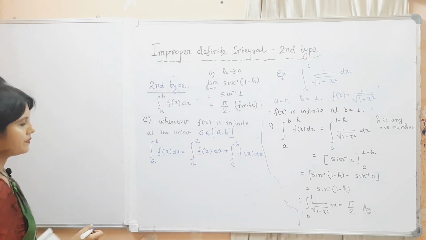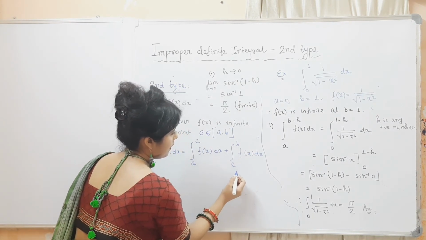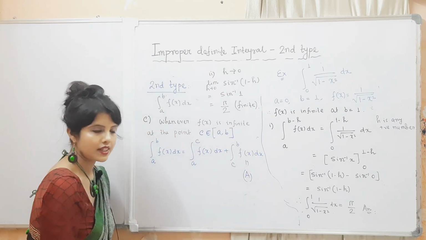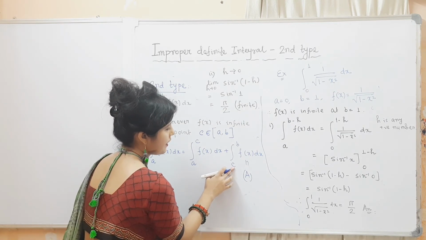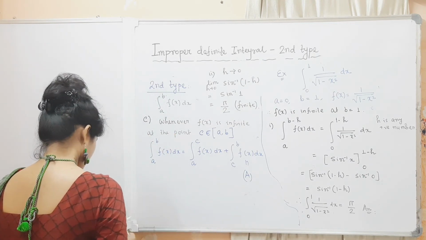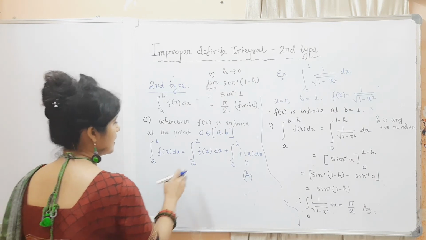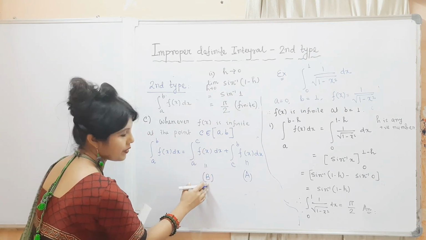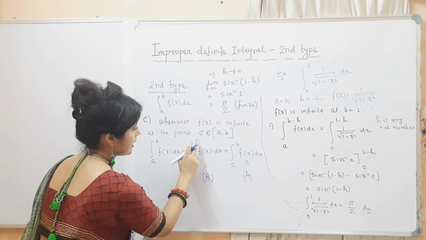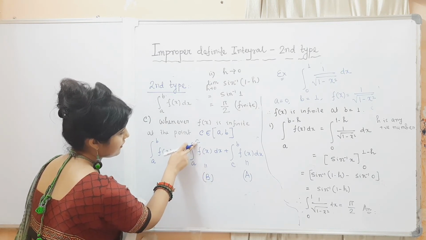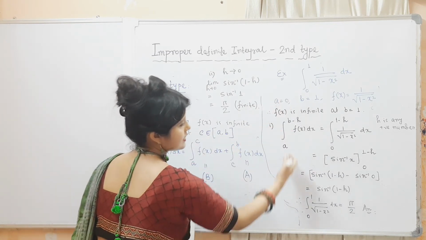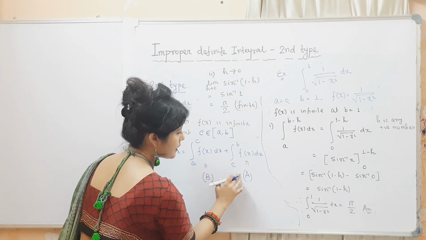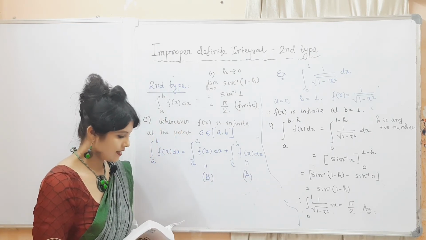Then this is obviously similar to section A and section B, because here f of x is infinite at the point c. So here f of x is infinite at the upper limit, which is just like the case of section B, and here f of x is infinite at the lower limit, which I have already discussed in section A.